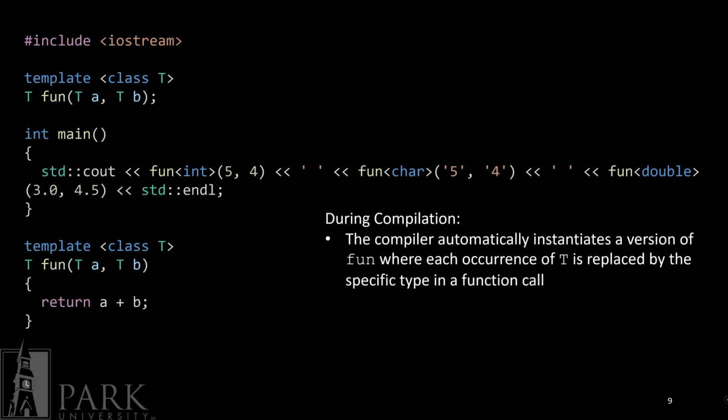During compilation, the compiler automatically instantiates a version of fun where each occurrence of T is replaced by the specific type in a function call.